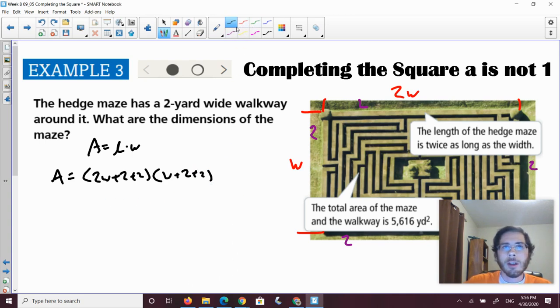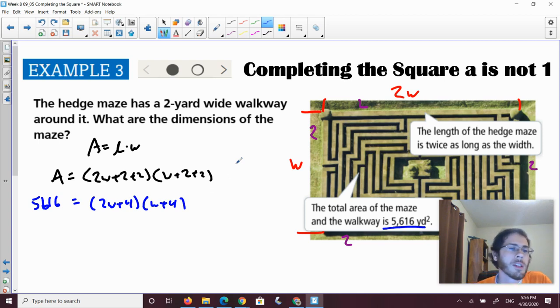We're also given the area, so I'm going to make my substitution now. The area is 5616. They tell us that that's the total area. 2w plus 4, and this is going to be w plus 4. So we have to find the dimensions of the maze, so we're trying to find w.